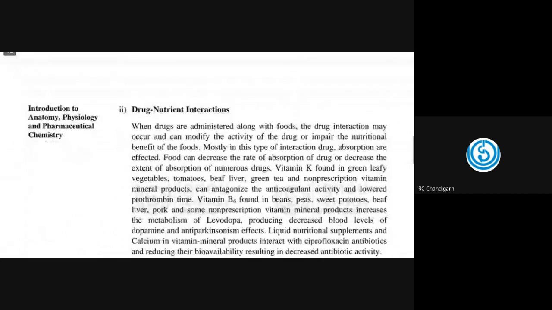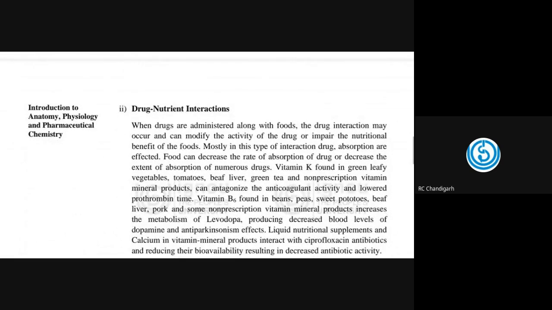Now, what is drug-nutrient interaction? When drugs are administered along with foods, the drug interaction may occur and can modify the activity of the drug or impair the nutritional benefits of the food. So, if any drug is taken with any nutrient and they react in the body with any positive or negative effect, it is called drug-nutrient interaction.